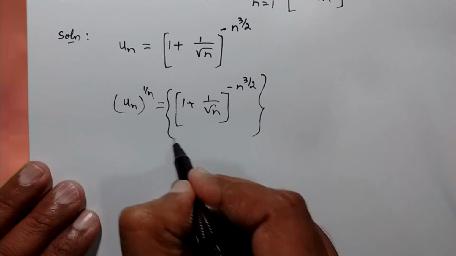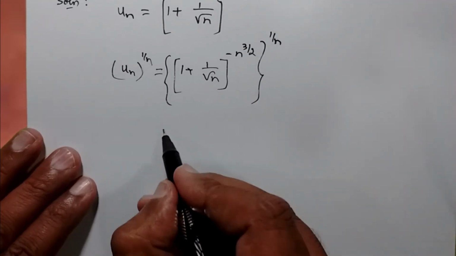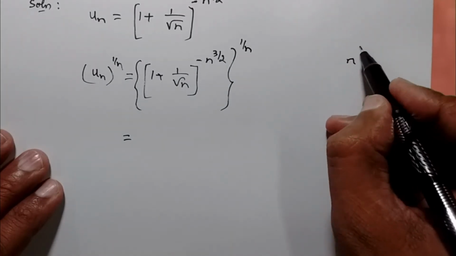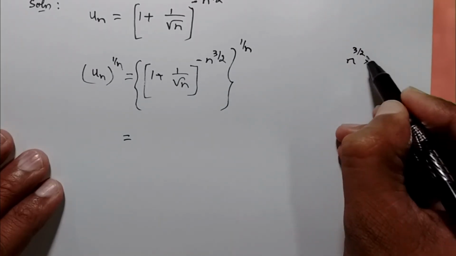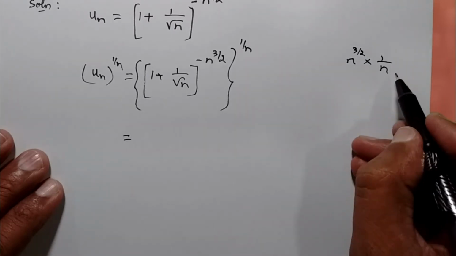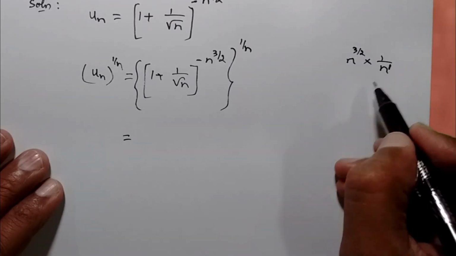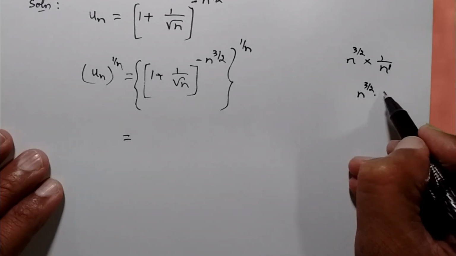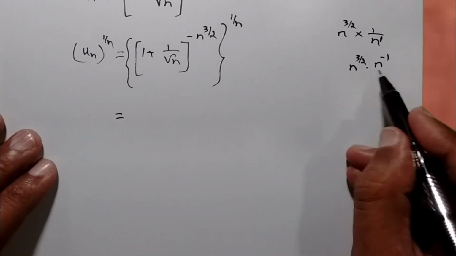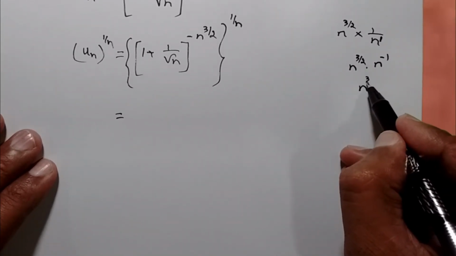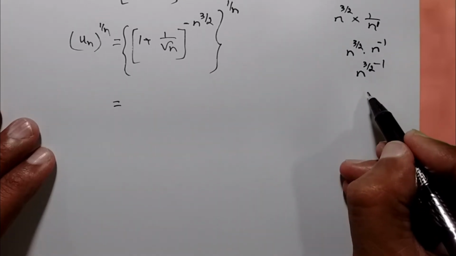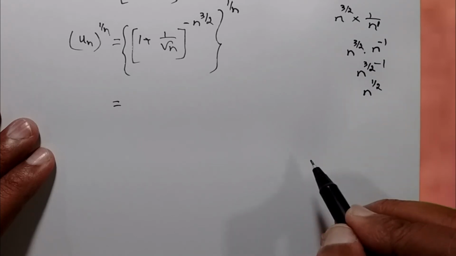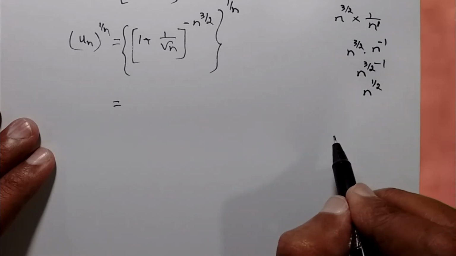This has been raised to the power of 1 by n, which will be equal to, now here just try to check, it is n power of 3 by 2 that is multiplied by 1 by n. So n power of 3 by 2 into, if I take this value, numerator becomes n power of minus 1. So when the bases are the same, powers can be added. So 3 by 2 minus 1. So n power of 3 by 2 minus 1 will be 1 by 2. So n power of 1 by 2. That will be the value.